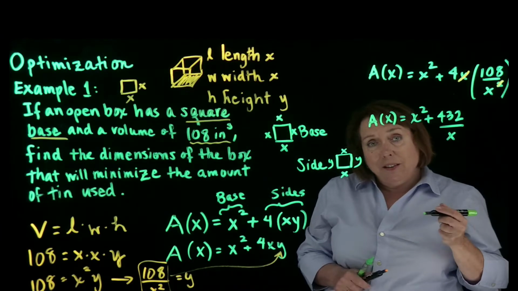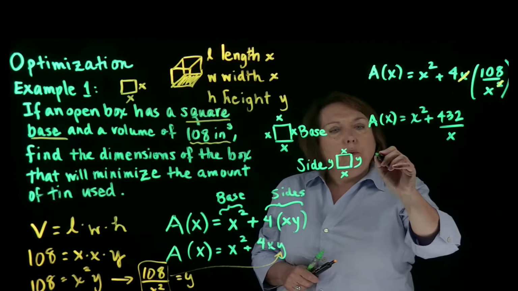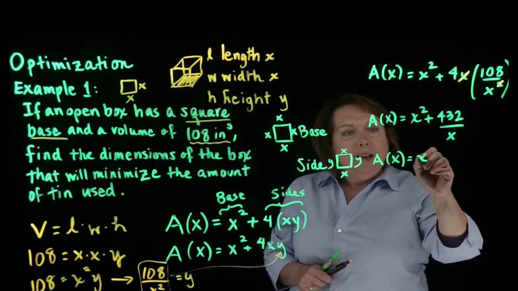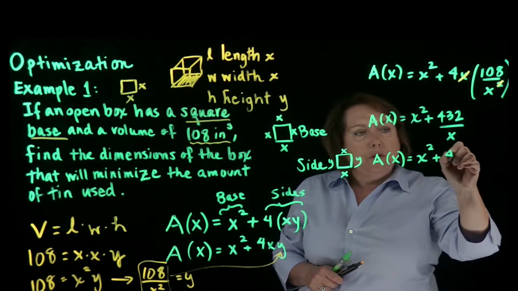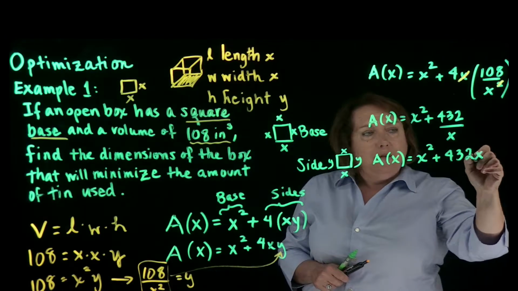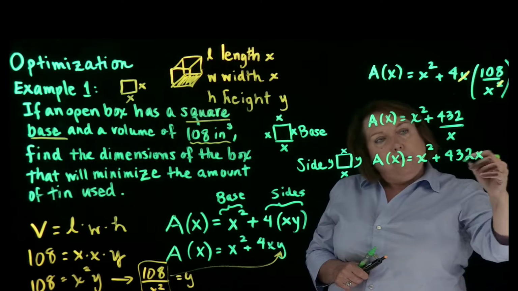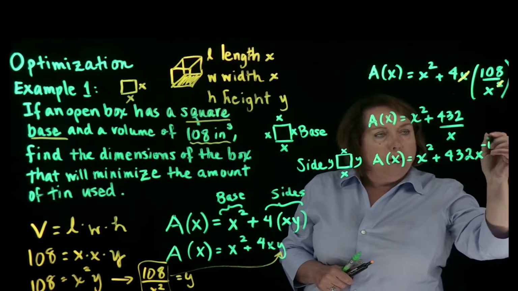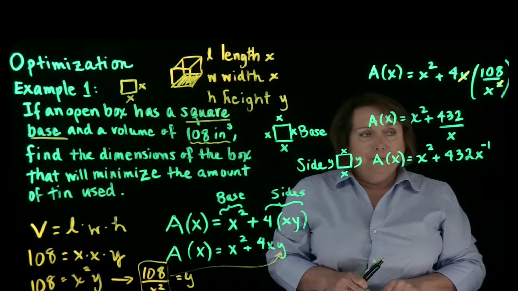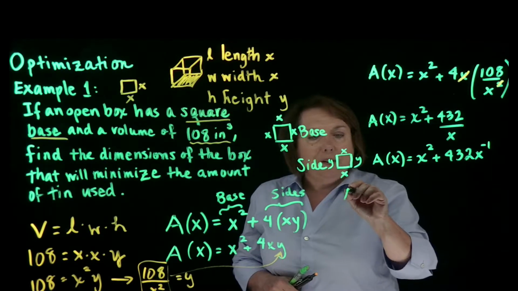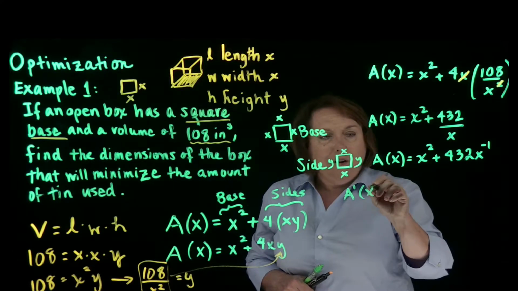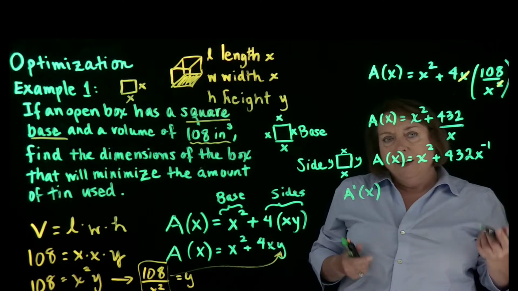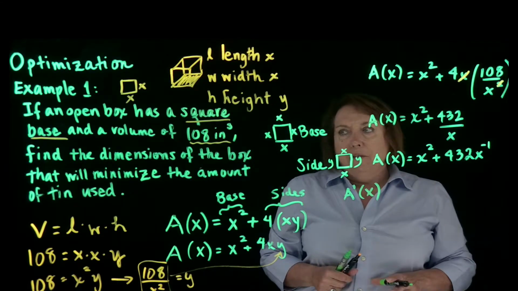What's the next step we're going to do? We're going to differentiate this, right? So maybe we want to write it in a little more convenient form before we take the derivative, writing it as x squared plus 432 x to the -1. Remember, if x is in the denominator, if we brought it up to the numerator using our negative exponent rule, it will have an exponent of -1. Now we can take the derivative. The derivative of the area is going to help us find the dimensions of the box, basically to minimize the amount of tin used.